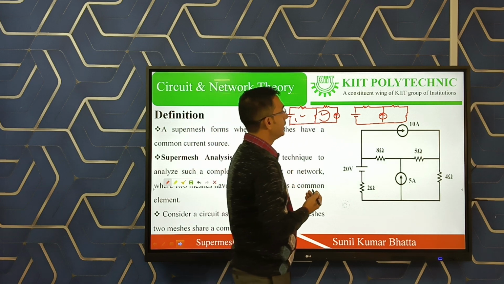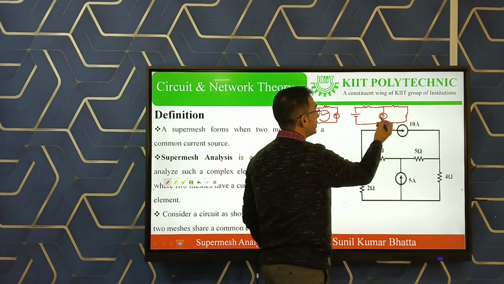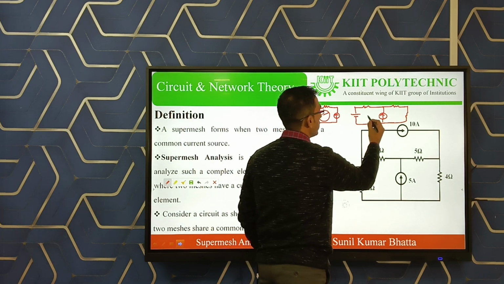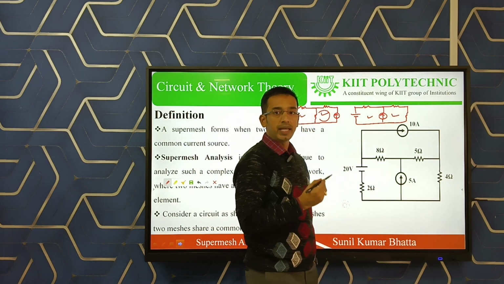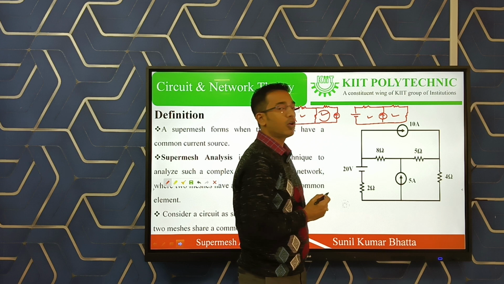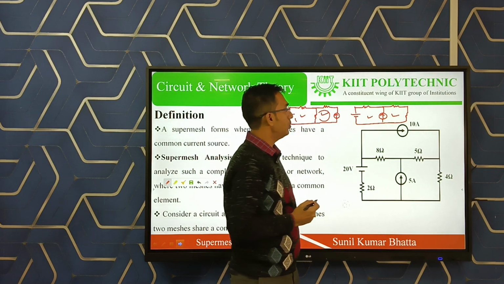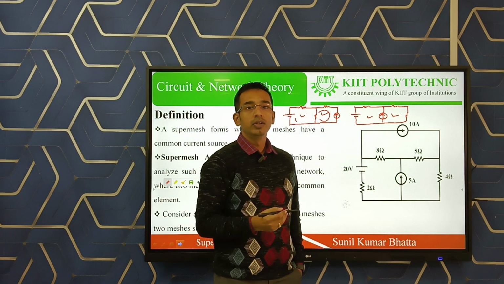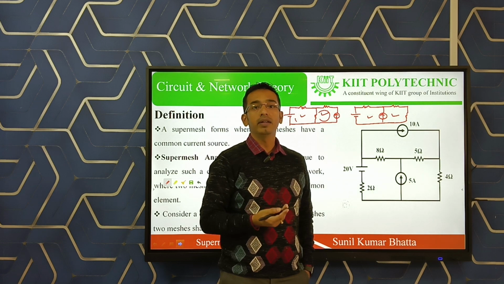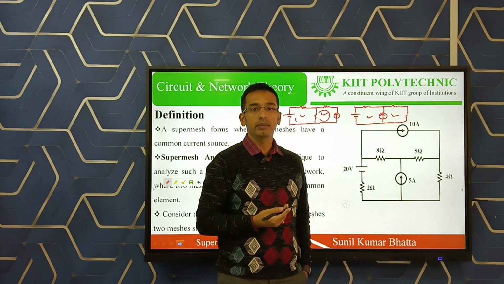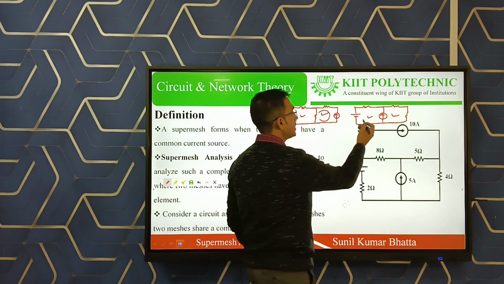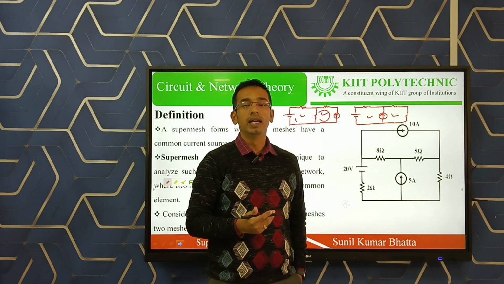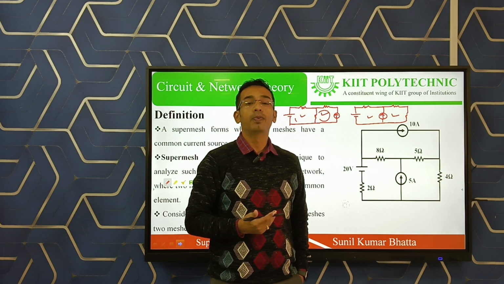But in the second circuit, you can observe one current source present between two meshes. In the second circuit also two meshes are present, this is one mesh, this is another mesh. For these two meshes, one common current source is connected. So how to solve this kind of problem? This is a complex circuit, and with a common current source present, we cannot write the KVL equation here. We cannot write the current value, because a current source is present between two meshes. So how can we solve this kind of complex circuit? That is called super mesh analysis.